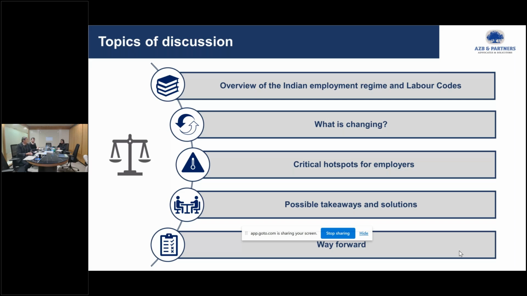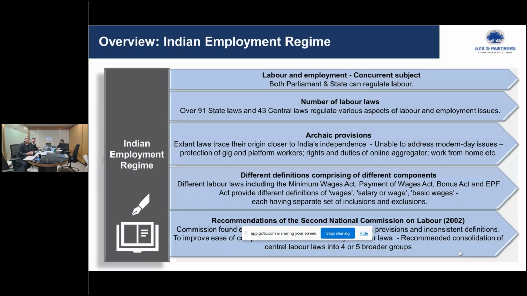So with that, I think I'll move to the first part. What is the current regime and why do we need labor codes in the first place, right? So today, labor employment is a concurrent subject, which means both the central and the state level laws can be made, which provides the biggest complication that we have, right? Today, we have 91 state laws and 43 central laws. I mean, that's the number we found on the website, but I'm sure there are more.